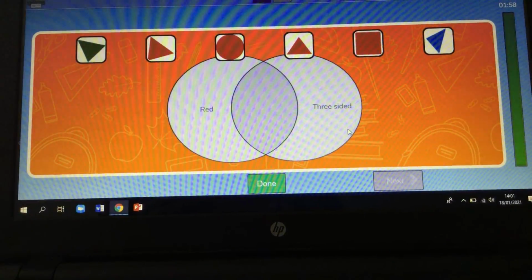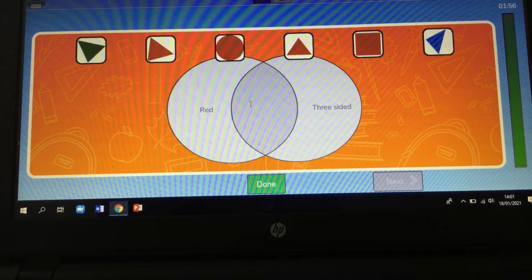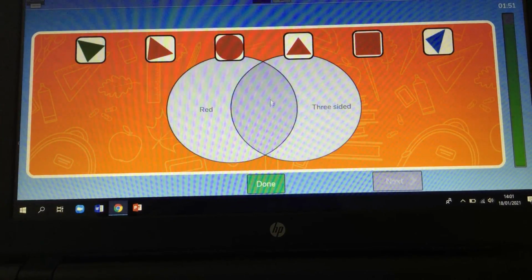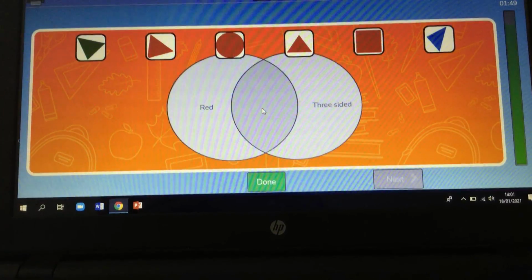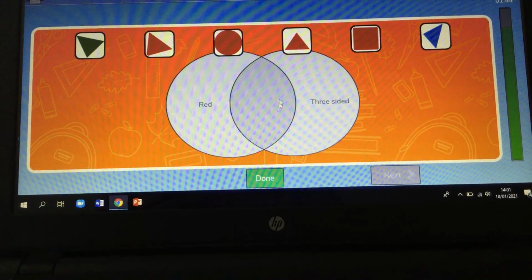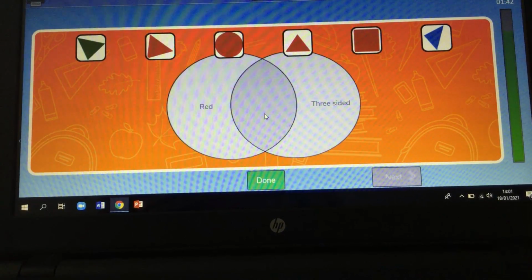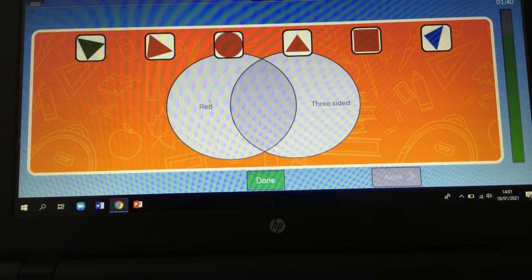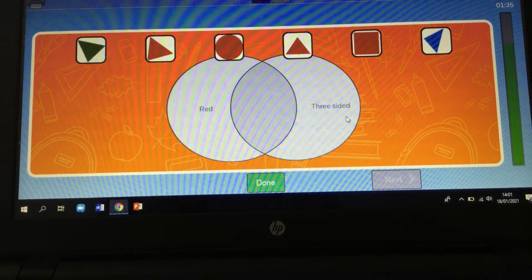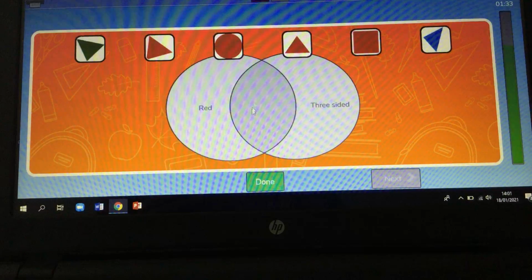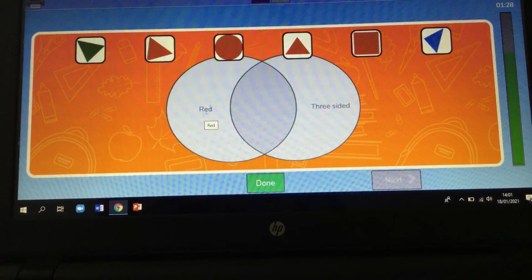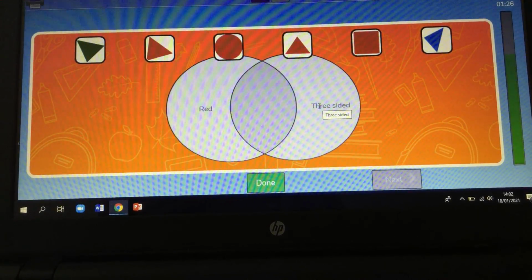This one's got a Venn diagram. Can you see the two circles are there? But this time there's a third space as well. Now we have touched on this in class. I wonder if anyone can remember what will go in the bit that's overlapped. So we've got red shapes here, 3-sided shapes here. So in the middle it will be a mixture of both, red and 3-sided.